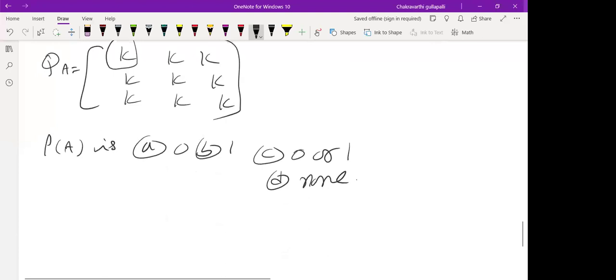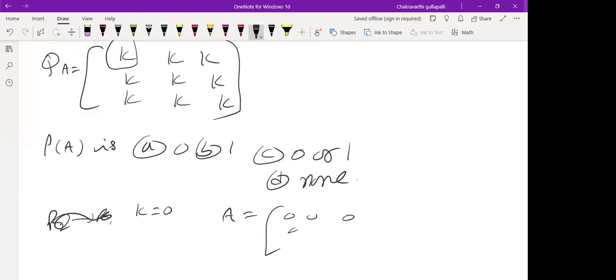Let us take K. So apply the operation R2 minus R1. So 2 cases arise. I told you whenever there is a variable, divide into cases. When K is 0, A becomes a null matrix. What is the rank of A? 0, because if K is 0, the matrix is a null matrix and its rank is 0.